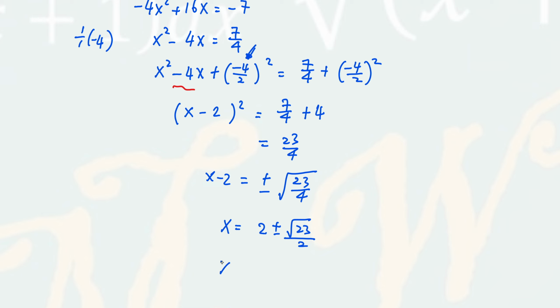And then from here, I can just leave my answer in the simplest form. Therefore, in the exact form, it will be 2 minus square root 23 over 2, or 2 plus square root 23 over 2. So this will be the exact value. Whenever you say exact, it means no decimal, which means you are allowed to leave your answer in square root form. So that's all for the solution of this question by using the completing the square method.